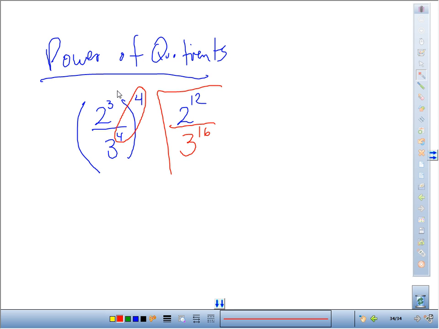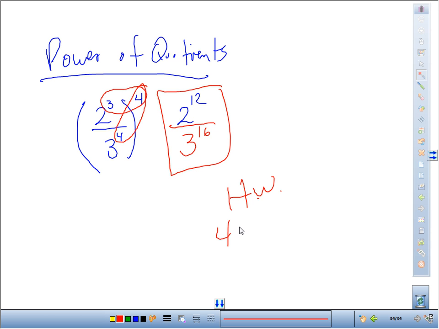Okay, copy that, please. And that's the only thing for the power of quotients. I mean, it's not that big. All it is that you need to remember that you need to multiply the exponent outside times the exponent inside. So, questions, comments?